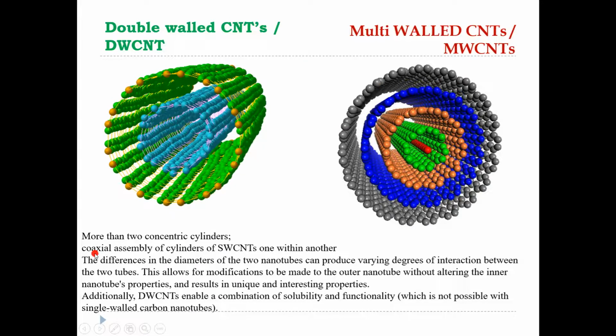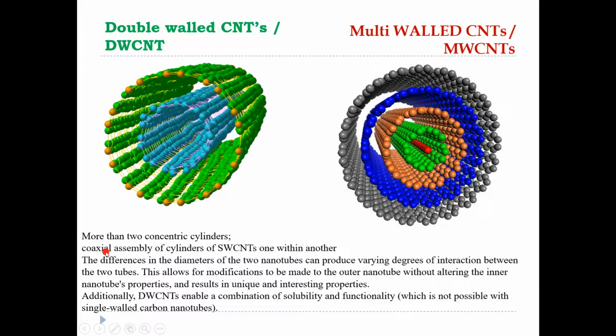Now, why do we want to do this? The advantage is that the inner cylinder, or the inner CNT tube, is kept as it is, and the outer CNT tube is modified. Modified as in you can functionalize it, you can attach a different group. Now this increases the solubility, the applications, the strength, and the electrical conductivity. So applications which were not possible for single walled are now possible for double walled or multi-walled CNTs.